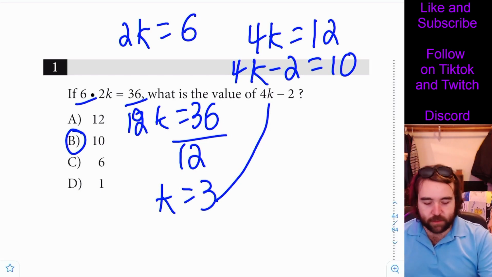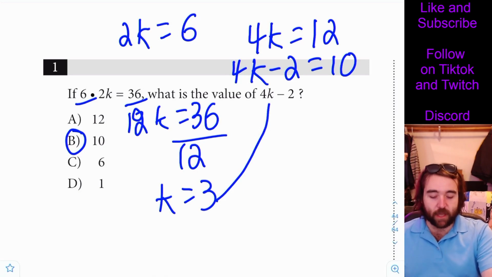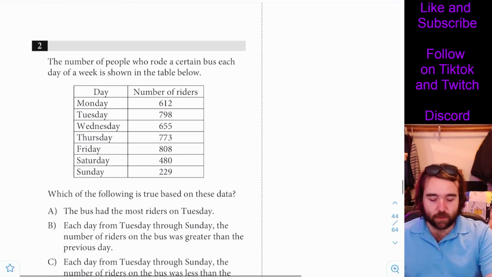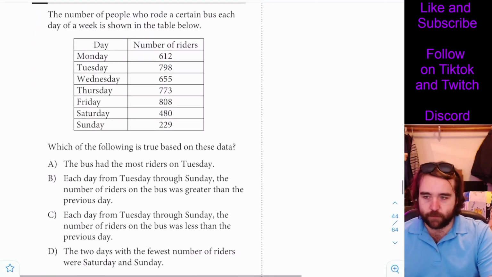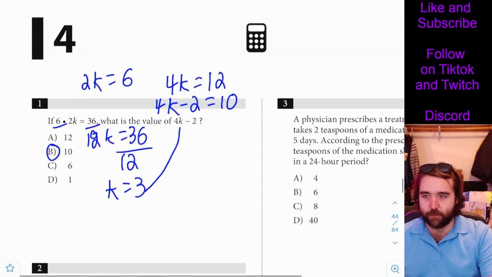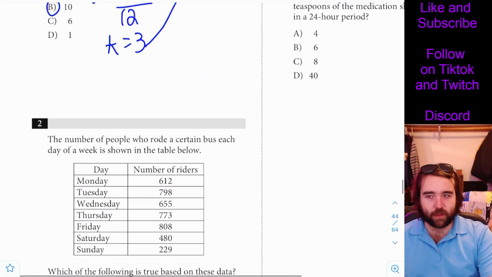And people don't realize you can do that. All we're doing is the same thing to both sides of the equation, which is always a legal move. Even if you're not doing it for the reasons of getting k by itself, that's always a legal move.